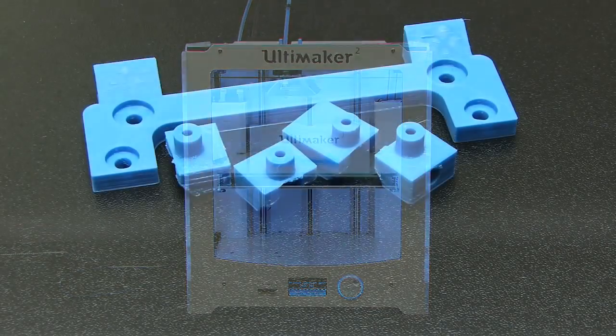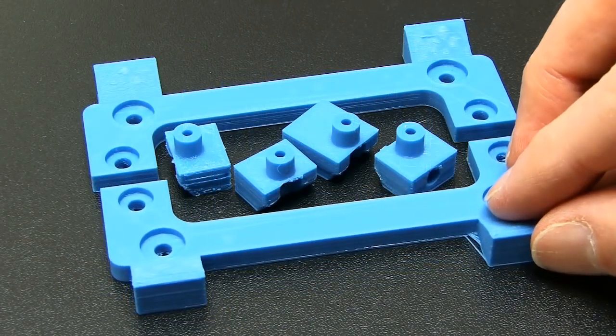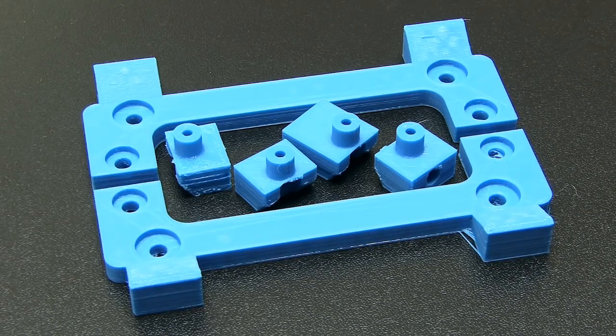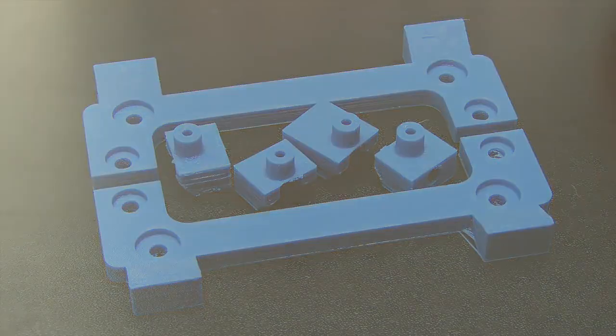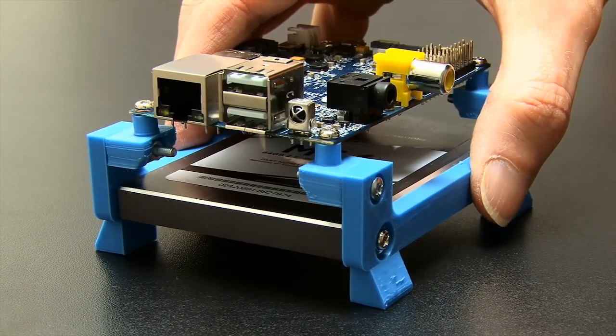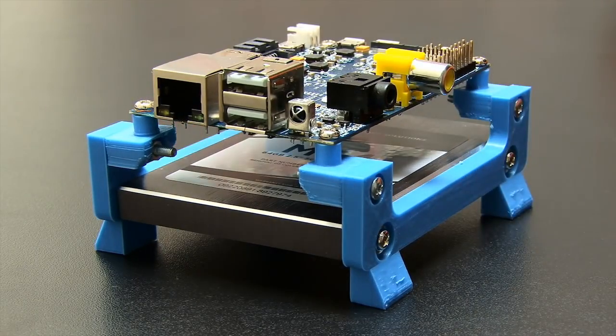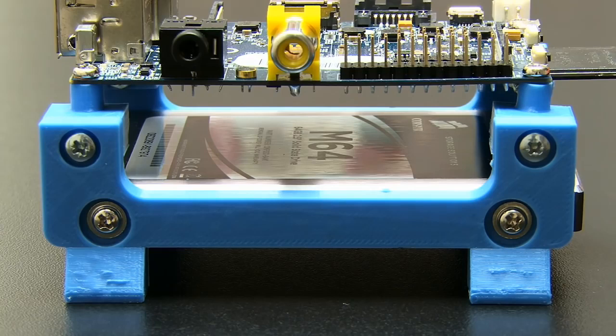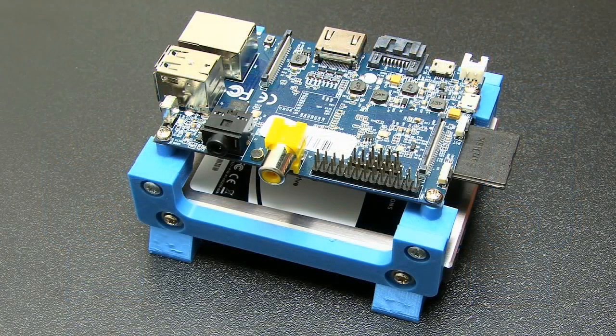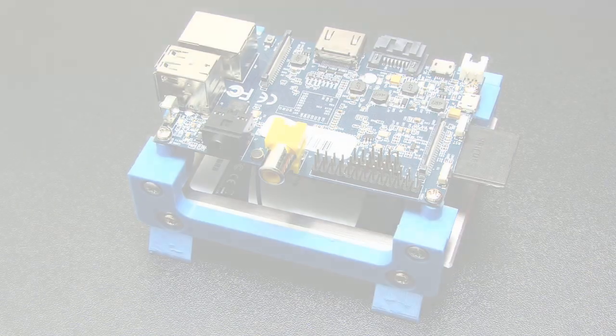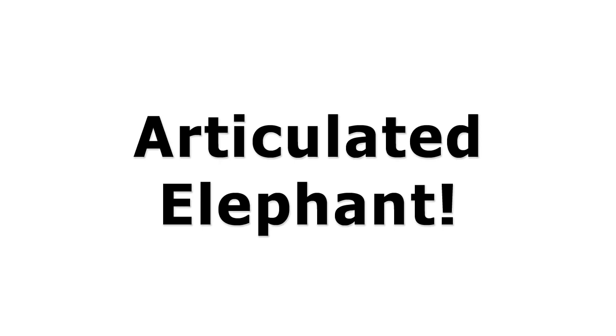Once all printing is complete, we have a finished kit of 6 plastic parts. With the addition of some nuts and bolts, these allow a Banana Pi and a 2.5-inch drive to be mounted together. This, I think, is a good demonstration of 3D printing being used to make something practical, and we'll see more of this mounting kit in my next video on the Banana Pro.